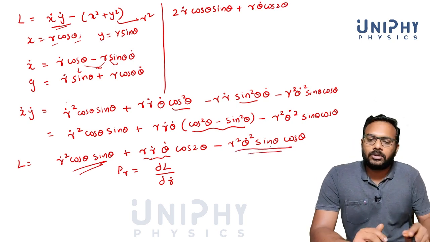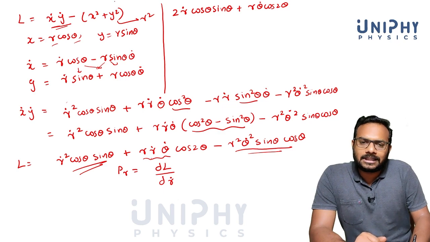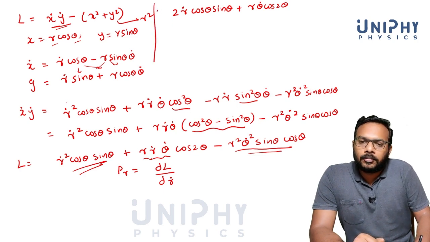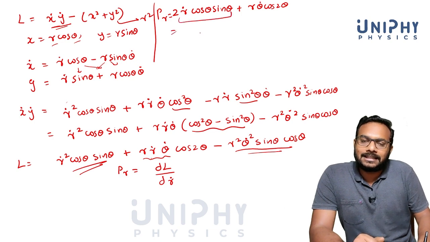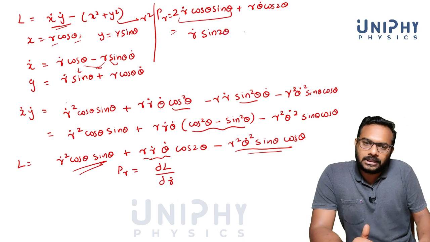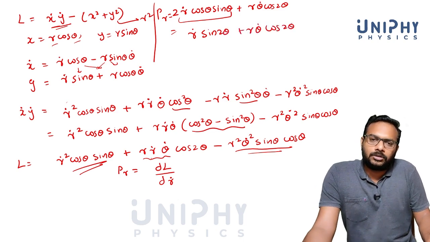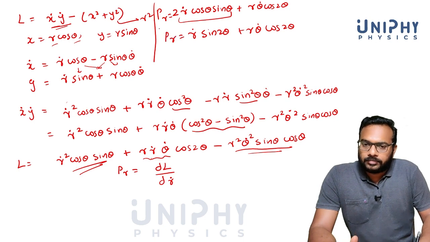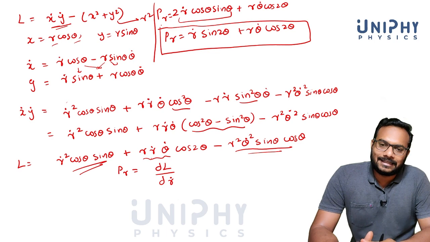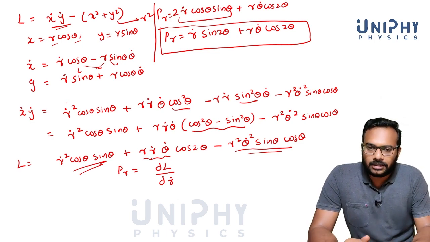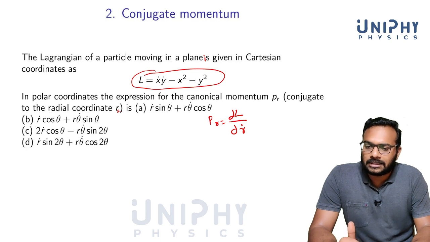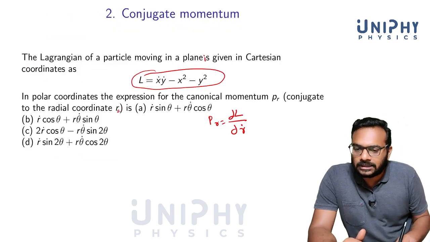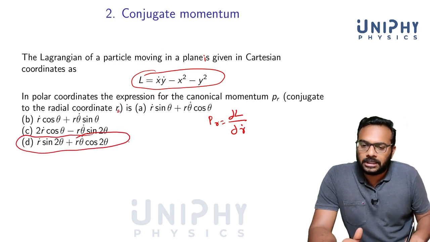Is there any other term? No, there's nowhere else where r dot appears. Now this 2 cos theta sin theta is sin 2 theta, so P_r is r dot sin 2 theta plus r theta dot cos 2 theta. We have used the trigonometric identity that 2 sin theta cos theta is sin 2 theta. Do we have this answer? Yes, r dot sin 2 theta plus r theta dot cos 2 theta. That is the correct answer.